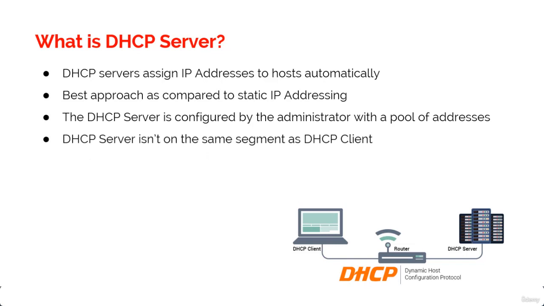If the DHCP server isn't on the same segment as the DHCP client, this is one of the main hitches. The broadcast won't be received by the server because by default routers will not forward broadcasts. Now, this property of routers I have already told you in the previous lectures.